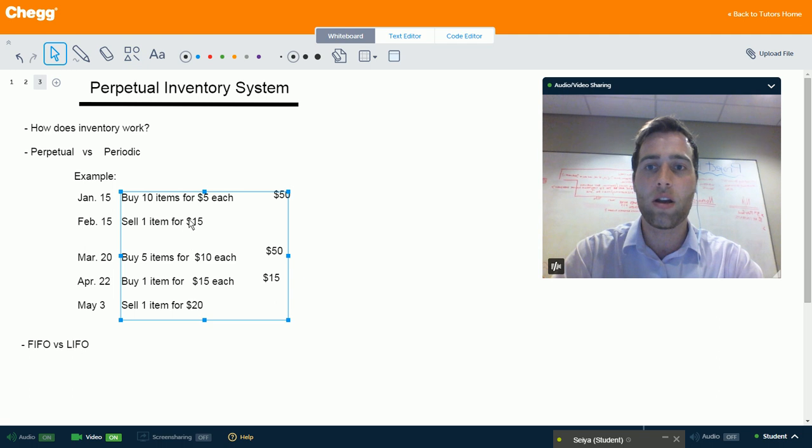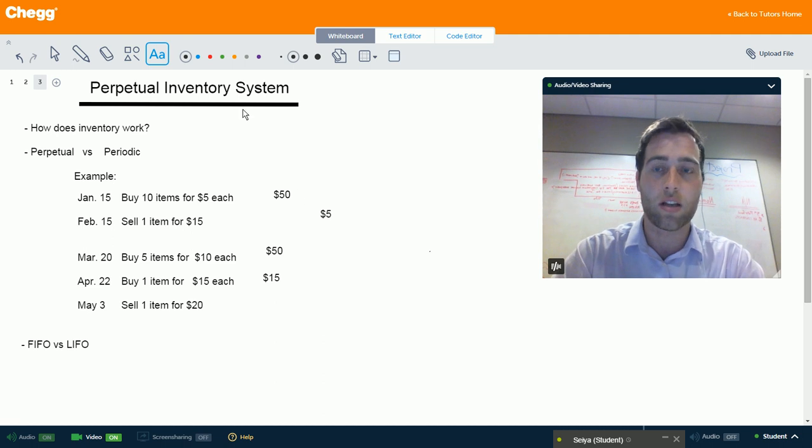So when we sell one item, we know that it has to be from January, from one of those 10 items in January. So we know that we're going to take 1 times 5, and again, we're going to get $5 as the cost of goods sold for February.